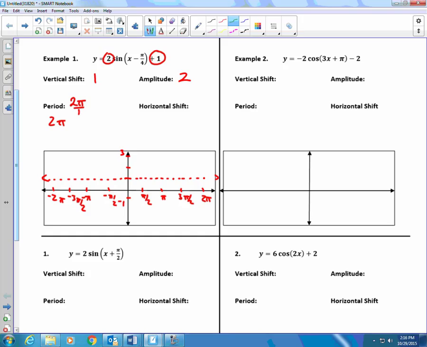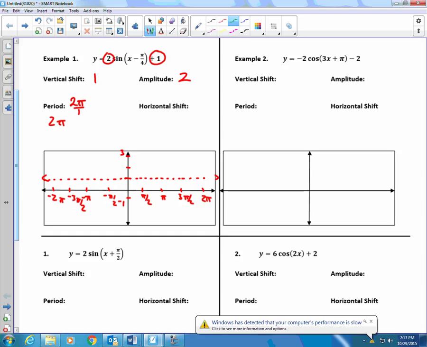Is there a horizontal shift? Yes, there is. Before I sketch a horizontal shift, I will sketch a ghost graph because it's difficult to sketch the horizontal shift without seeing the graph ahead of time. So we'll draw a dotted graph and then go from there.